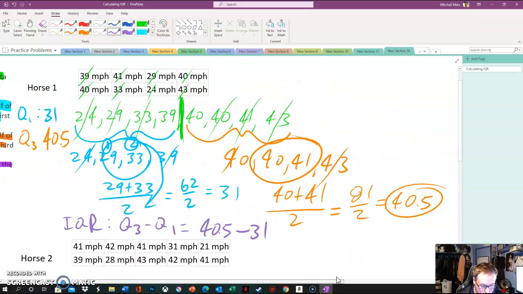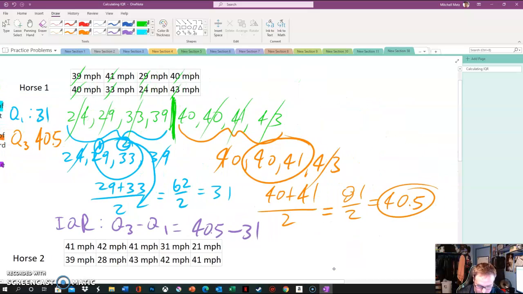So when I subtract the two of those, I get 9.5. So let me double check. 40.5 minus 31. 9.5. That is my interquartile range. I found the first one. Now let's do the second example. Again, that's for horse 1, and that just means 9.5 miles per hour. That's how spread out his data is in the middle of the data.